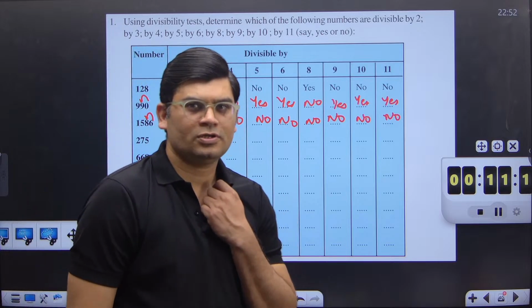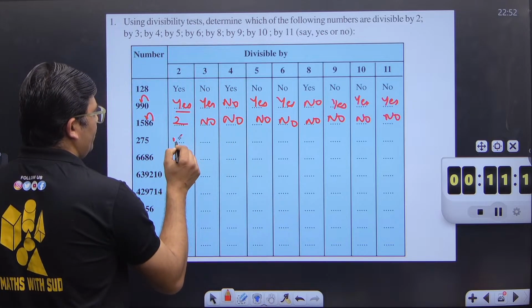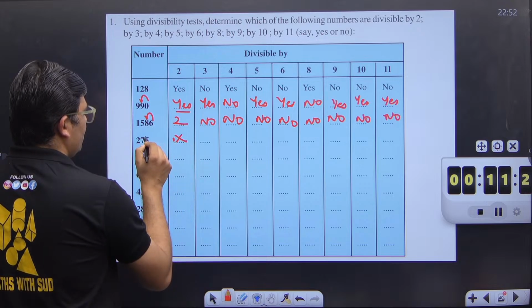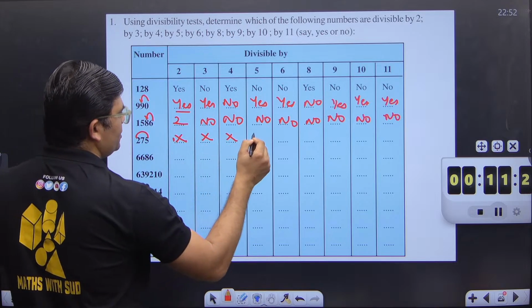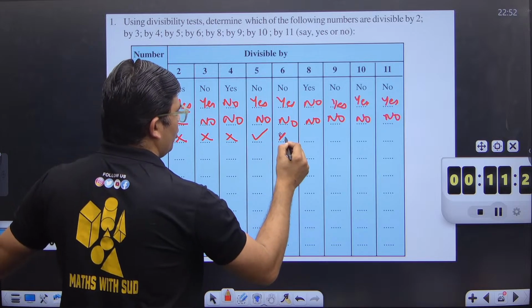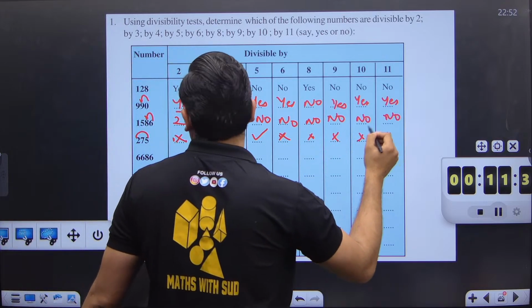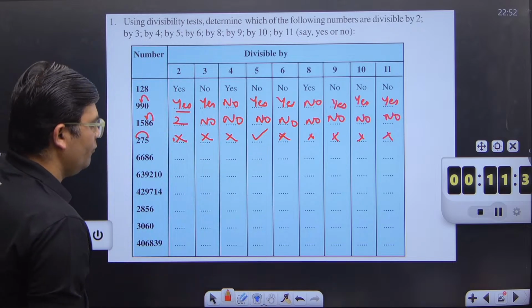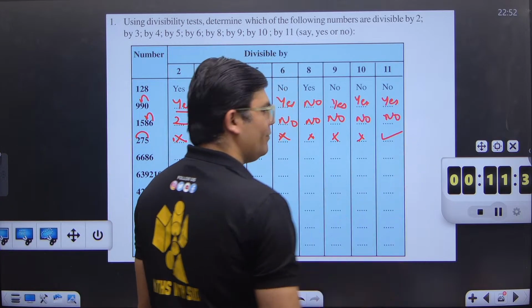Okay, next question. This number is not divisible by 2. 5 plus 2 is 7, plus 7 is 14. Not divisible by 3. Neither divisible by this. Not. Neither. For 11, it will be divisible, because 2 plus 5 is 7. For 11 it will be divisible.